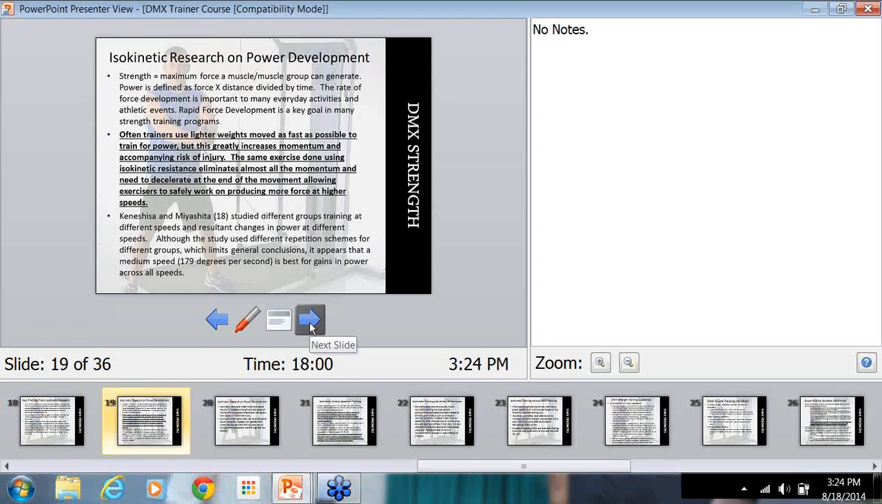Power development. When we're talking about power, it's different than strength. Strength is the maximum force a muscle or muscle group can generate, but power introduces time. It's defined as force times distance divided by time. So the rate of force development is important to be powerful, and it's important not just in sport but in everyday activity and athletic events. Rapid force development is a key goal and a worthy goal for many people who are doing resistance training.